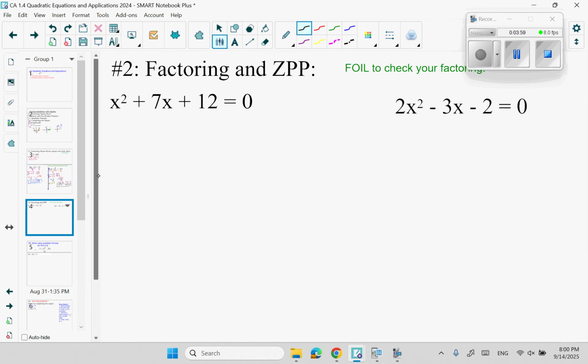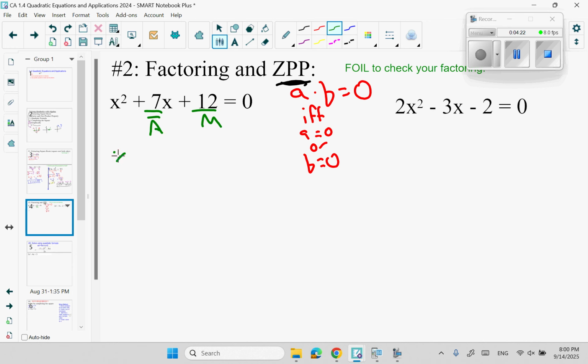Next one, factoring and the zero product property. Probably the most common way you've solved these. Zero product property just means that technically speaking, A times B equals 0 if and only if A equals 0 or B equals 0. What that means is, conceptually, first, let's factor. What multiplies to 12 that adds to 7? Well, that would be x plus 3 and x plus 4. In order for these two things being multiplied together to equal 0, either this has to equal 0 or this has to equal 0. So we set them both equal to 0 to solve.